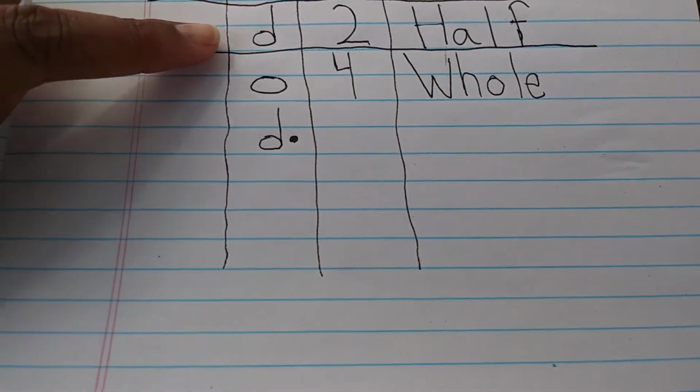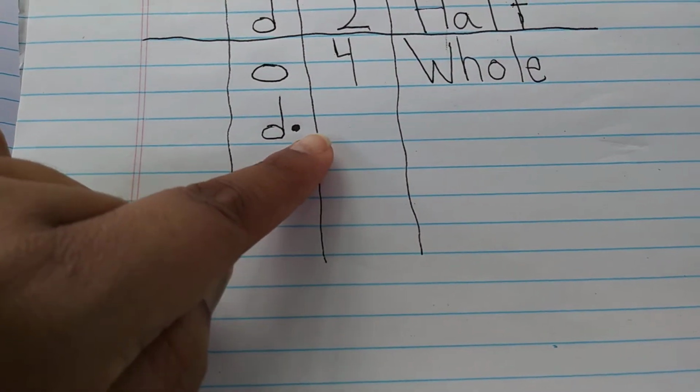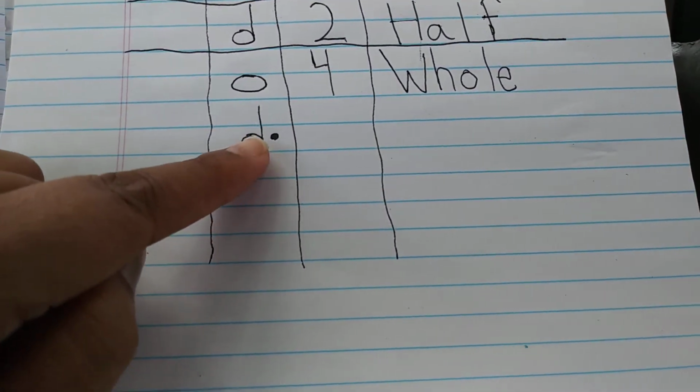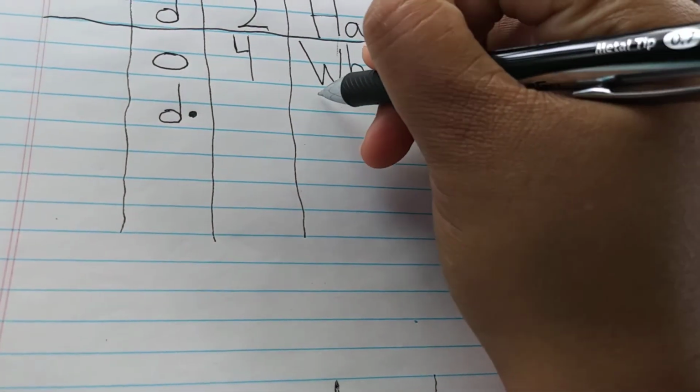That looks weird. Let me tell you what it is. This is called a dotted half note. You know why? Because it's a half note with a dot. See? A dotted half note. That's it. That's all it is. Half note with a dot. So let's write dotted half note over here.